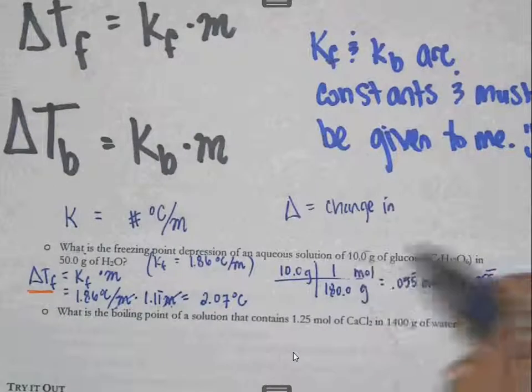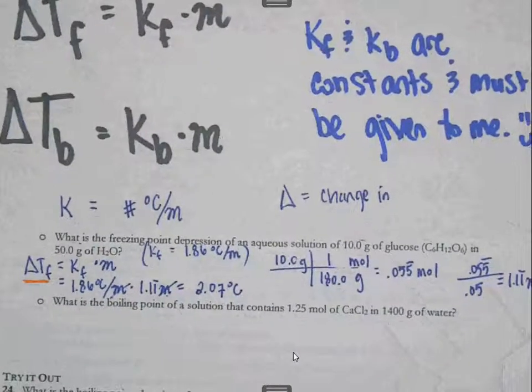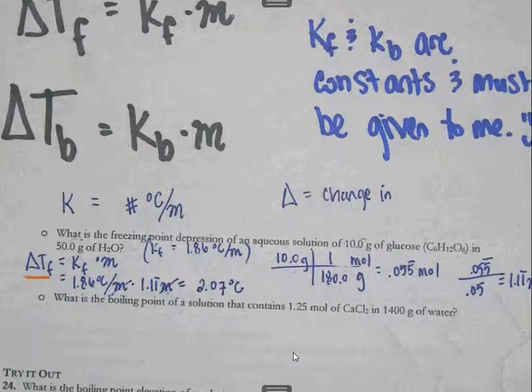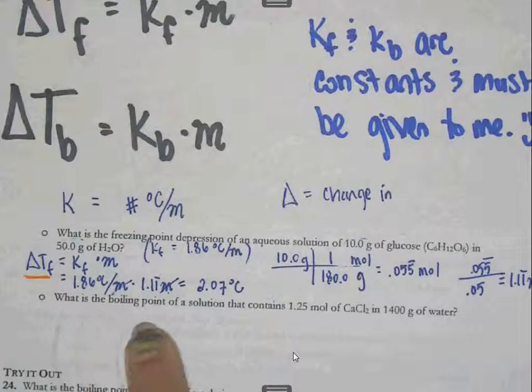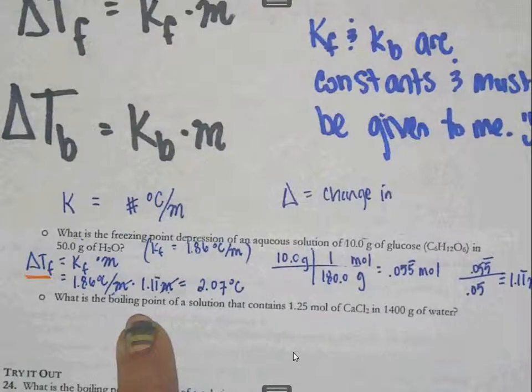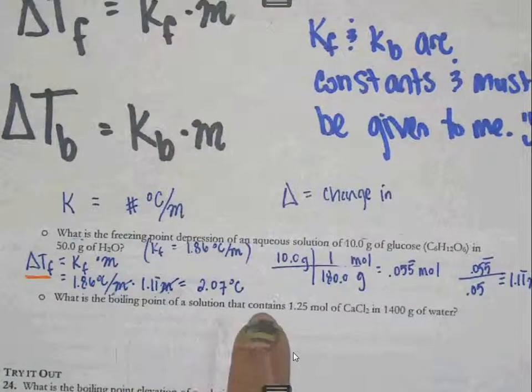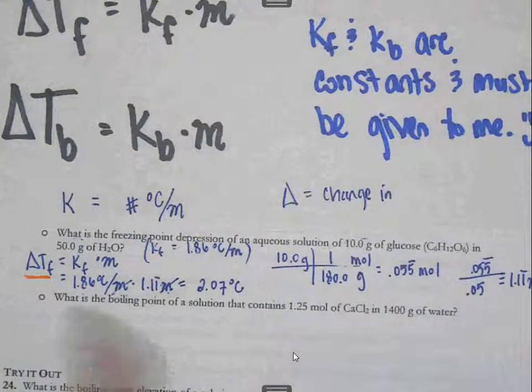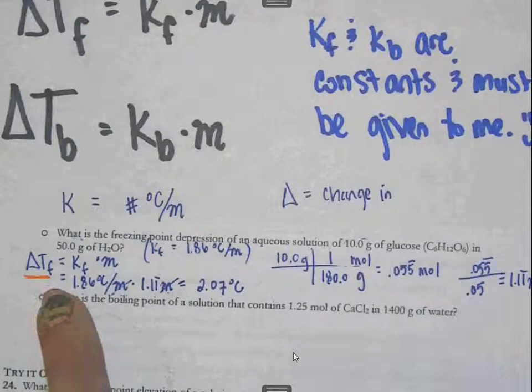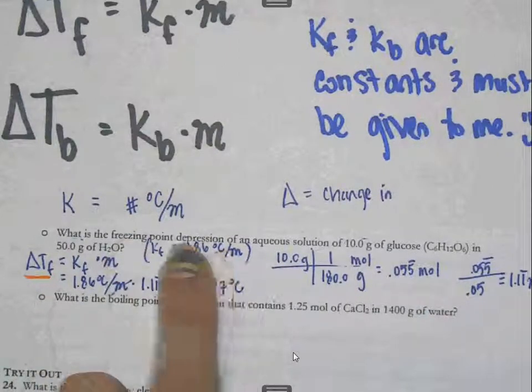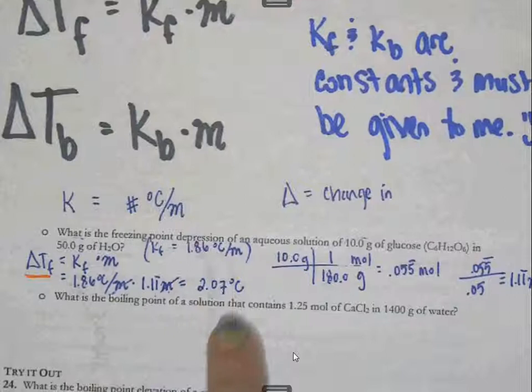Now, my next problem is a little different for a couple of different reasons. First, it asks for the boiling point of a solution. It doesn't ask me for the change in boiling point. It asks me for the boiling point. So I'm going to actually have to do the rest of the math. The one up above asked me for the freezing point depression, just how much it changed. So I can leave it like this.